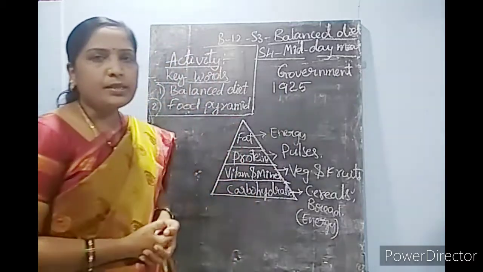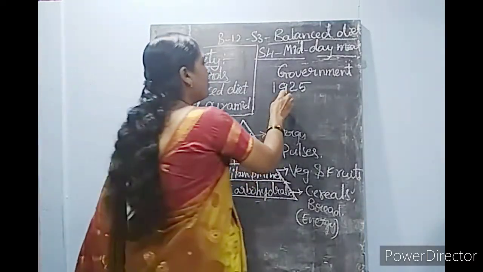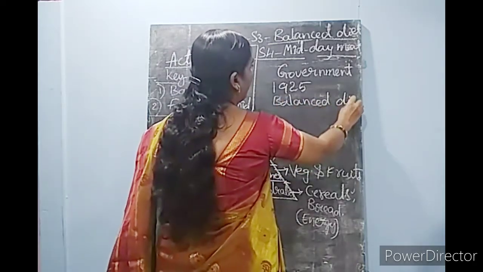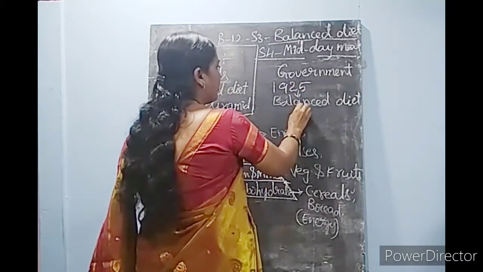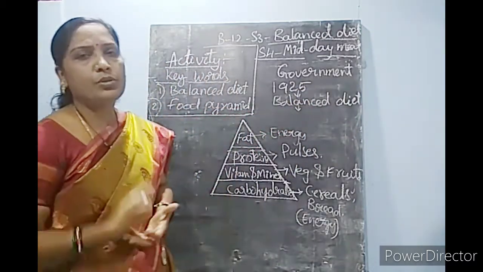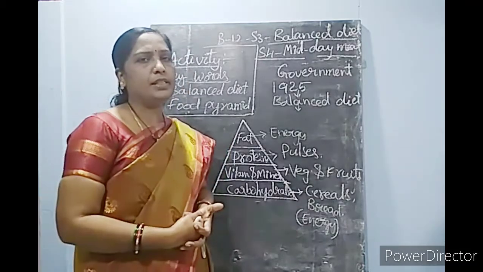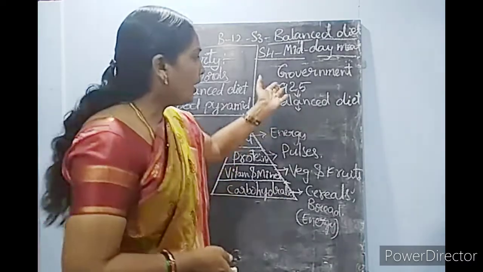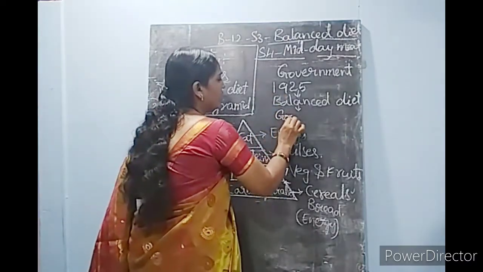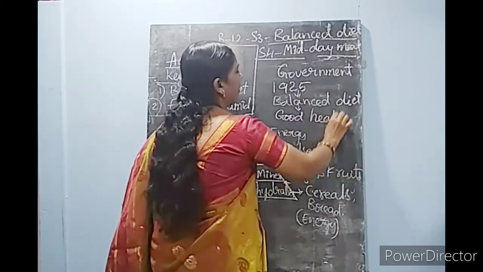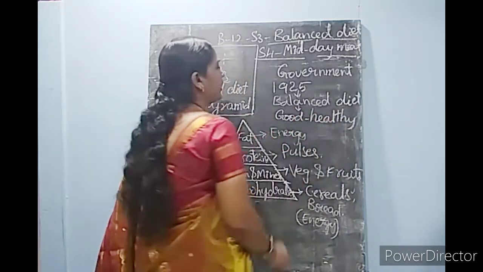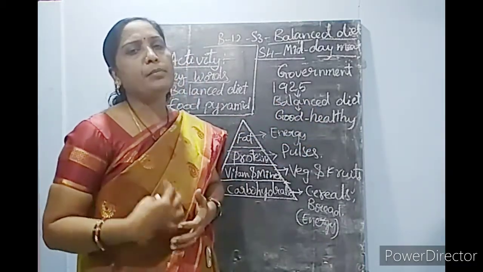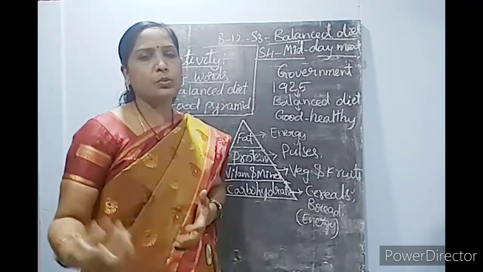1925. So its main aim is to provide a balanced diet for all the growing children. All school-going children need a balanced diet, and so the government started this scheme. Why are they providing it? Healthy citizens are needed for our country to be good and healthy. So that's why governments are providing midday meal schemes in all the schools.